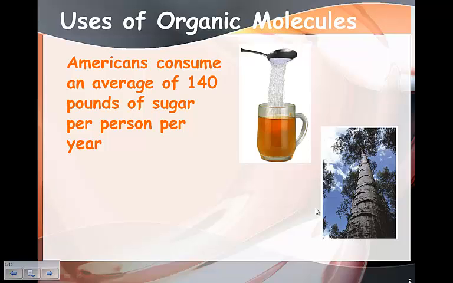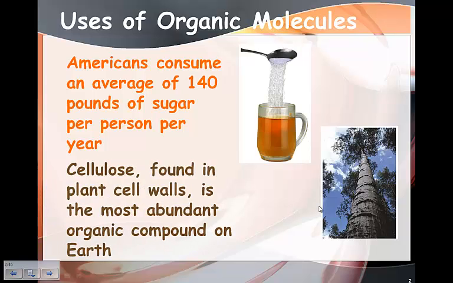So, organic molecules: sugar is an organic molecule, and we consume a lot of it. Cellulose, remember, when you see OSE at the end of a word, it's typically a sugar, and it's found in cell walls. Because of that, it is the most abundant organic compound on Earth, because there are a lot of trees and they're really big.